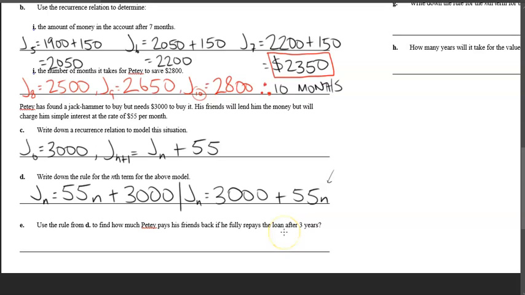So we're going to use this rule to find how much PD pays his friends back if he fully repays the loan after 3 years. Now you've got to be careful, because a lot of students look at this and think, that's easy.